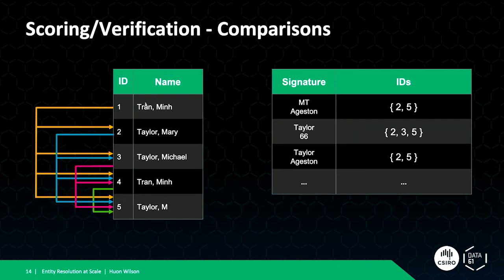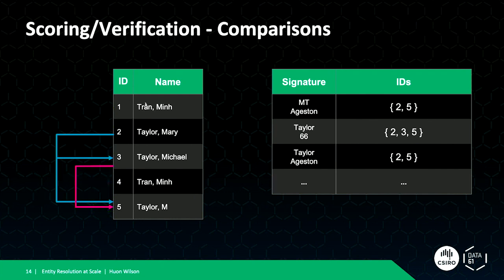Remember how we had to do 10 comparisons before? Now we only need to do 3 by just comparing the records within each block. So we can compare 2 and 3, 2 and 5, and then 3 and 5. We don't have to do the duplicate comparisons for the records that are paired in multiple blocks. Going from 10 to 3 is a huge saving, and on bigger data sets it will be an even bigger saving.